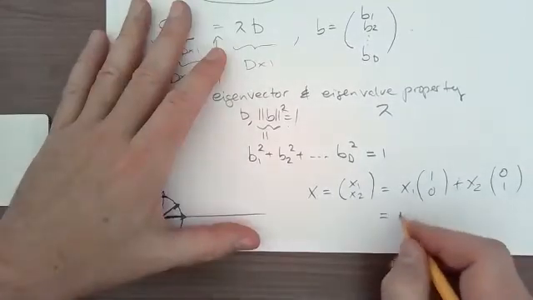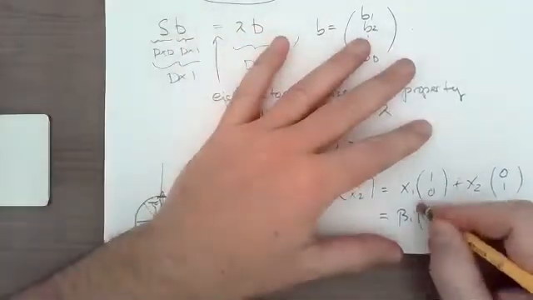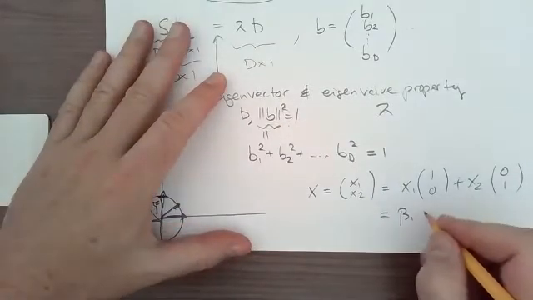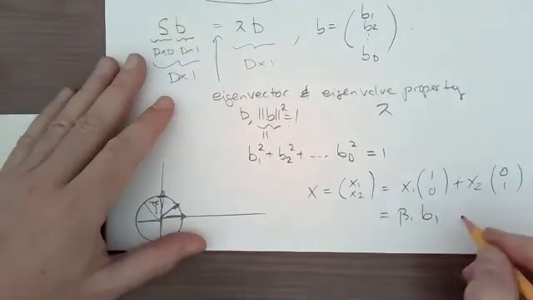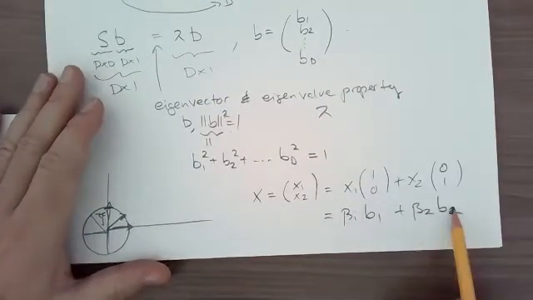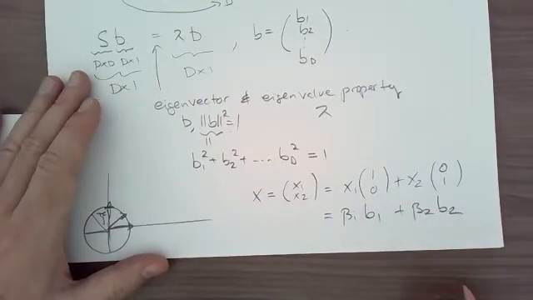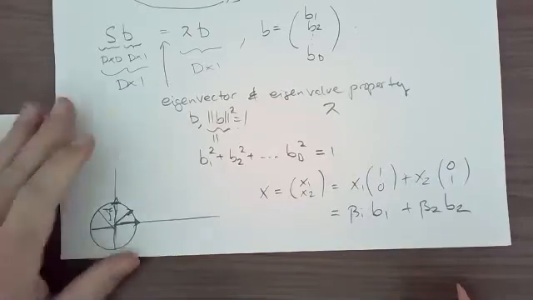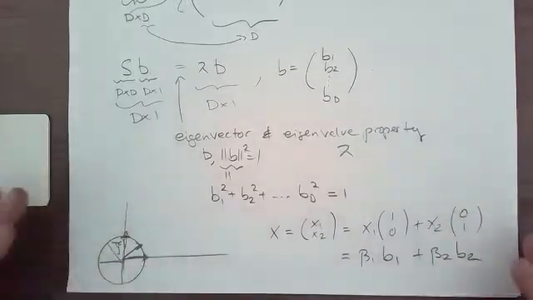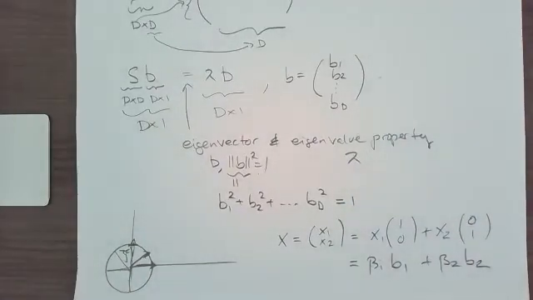I can also write this as beta 1 times b1 plus beta 2 times b2. But these two are orthogonal, and these are my loadings. Very often you will see the basis of a d-dimensional space being expressed in terms of these eigenvectors that have been normalized to have length 1.